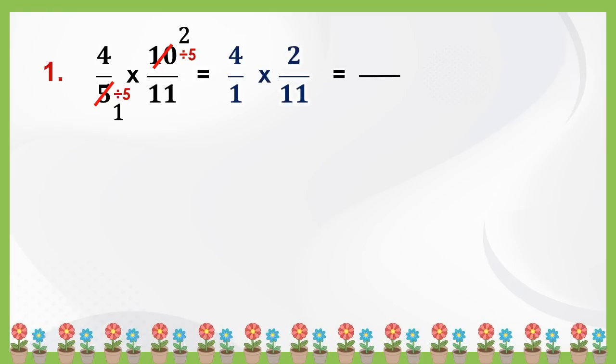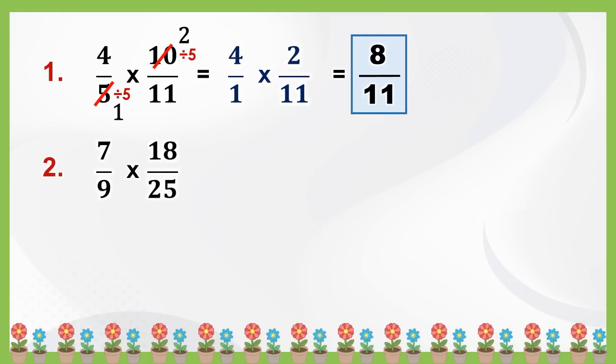And now it's time to multiply. 4 times 2 equals 8. Then 1 times 11 equals 11. So 8 over 11 is the answer. Number 2. 7 over 9 times 18 over 25. First, use the cancellation method. The pair of numerator and denominator that have a common factor is 9 and 18. The common factor of 9 and 18 is 9. 9 divided by 9 equals 1. 18 divided by 9 equals 2.